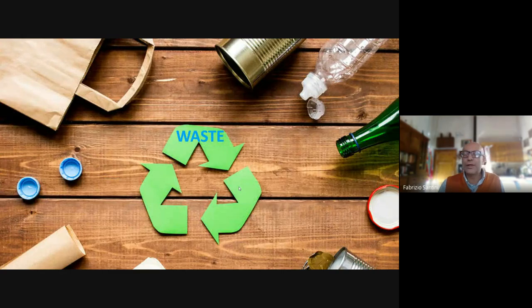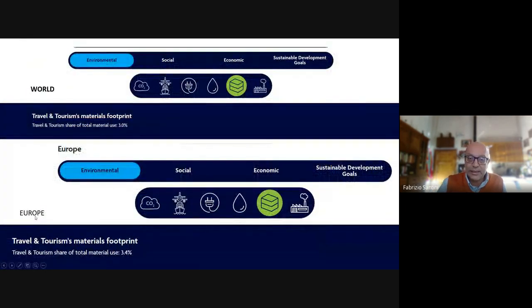I was speaking about something, but I have not so much time, so I can't speak about everything. So let's move on to speaking about waste. What's the situation of waste in the touristic sector, regarding the efficiency of the material and the extraction? Why do I speak about this topic when I should speak about waste?